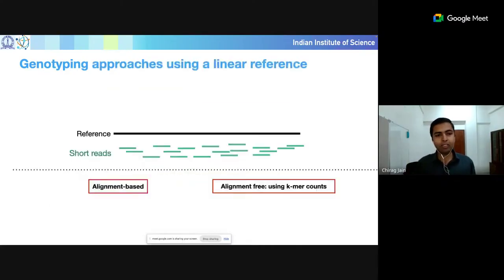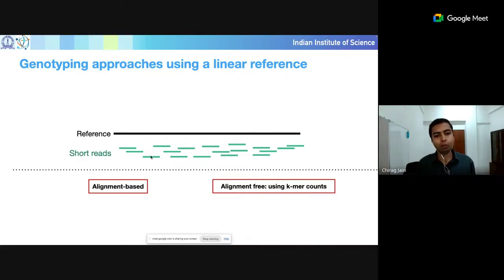So given this background, there are a number of approaches for the genotyping problem. This is a fundamental problem in genomics. If we think of the solutions that involve the use of a linear reference, and let us say that you have sequenced the target sample using short reads, then we have two kinds of methods. One is alignment based, and the second is alignment free, that is, directly, for example, using K-mer counts from short reads.